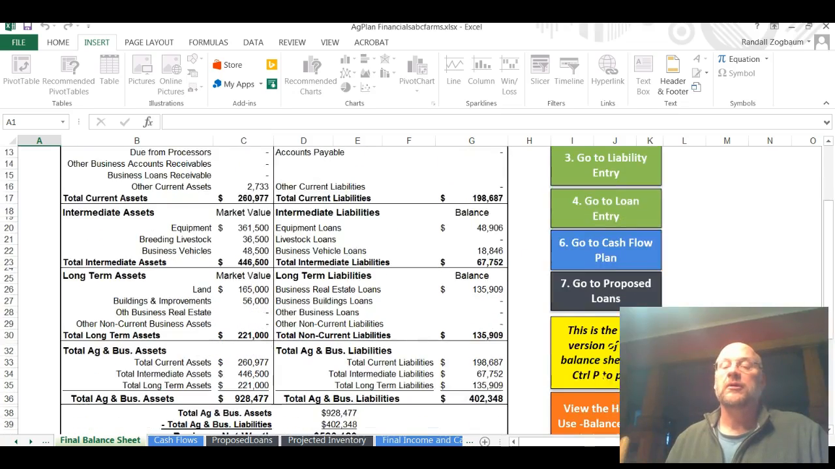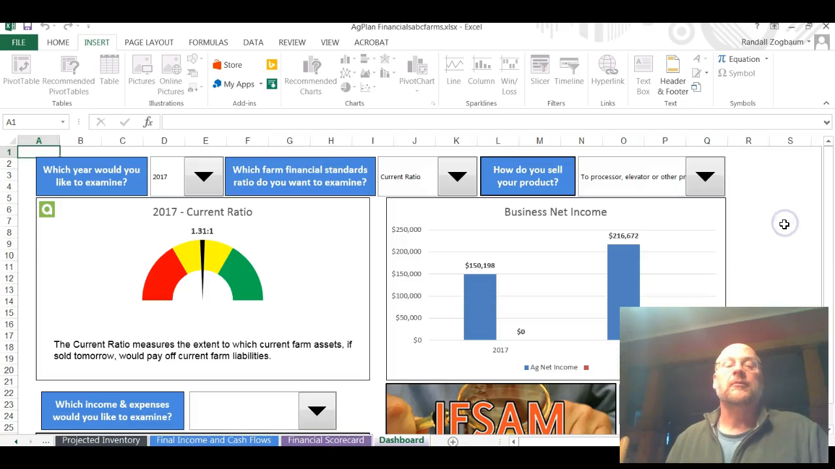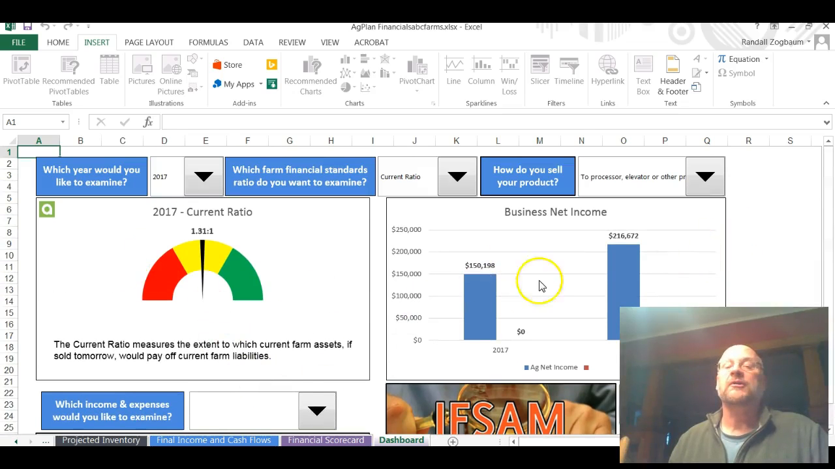Go back. Like I said, I'm still getting used to this, so we'll take a look at what it shows here. This will be more valuable as we get more of the information in.